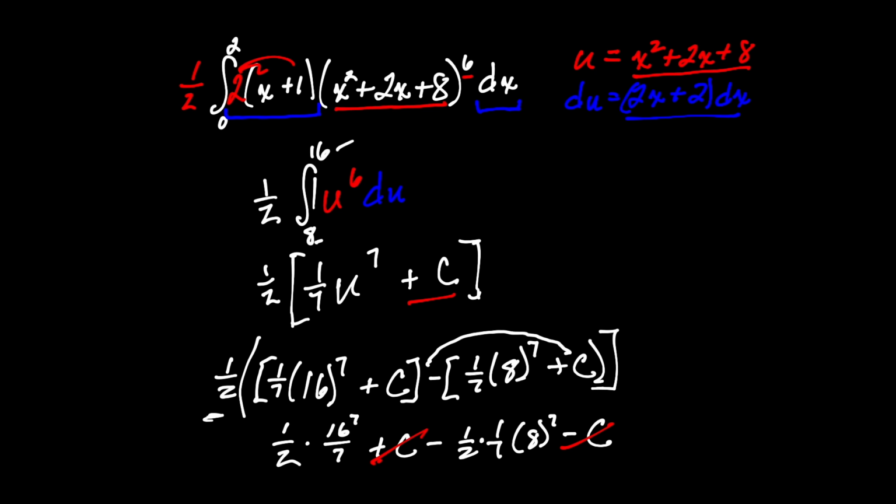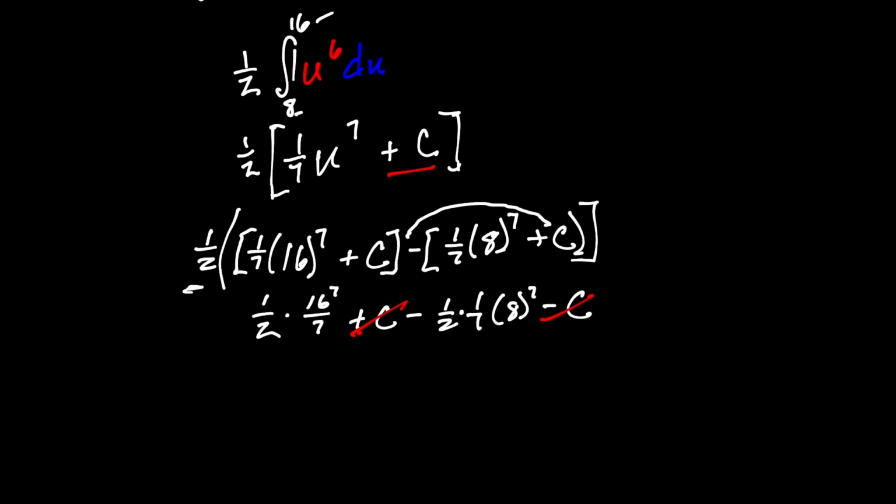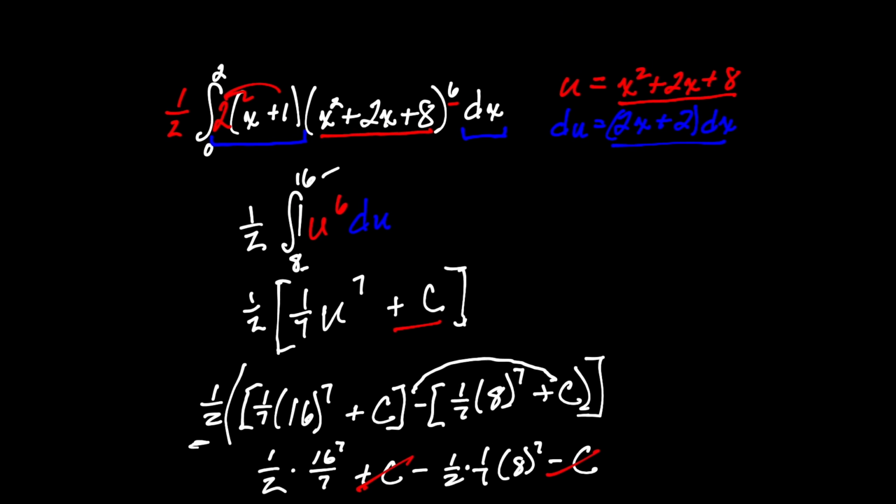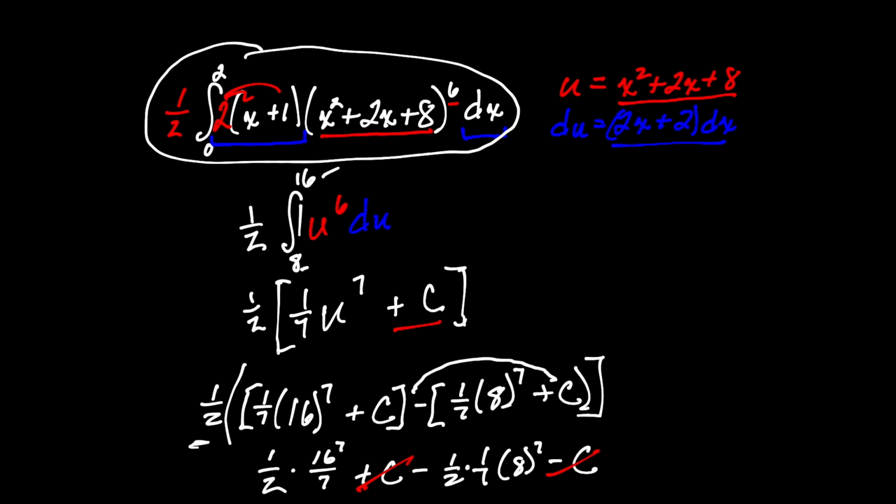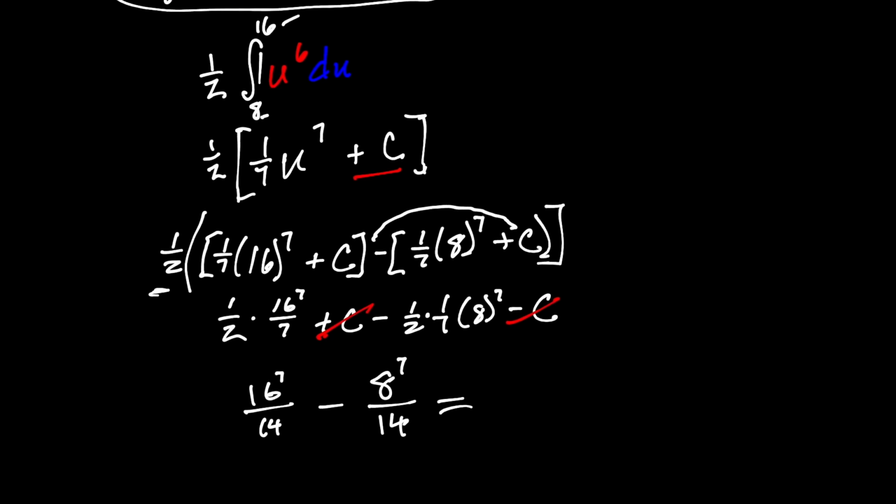So if you have a calculator, you can go ahead and simplify this. So I'd have 16 to the 7th over 14 minus 8 to the 7th over 14. And that would be my evaluation for what I started with up here. So stop the video for a second and see if you can get that.